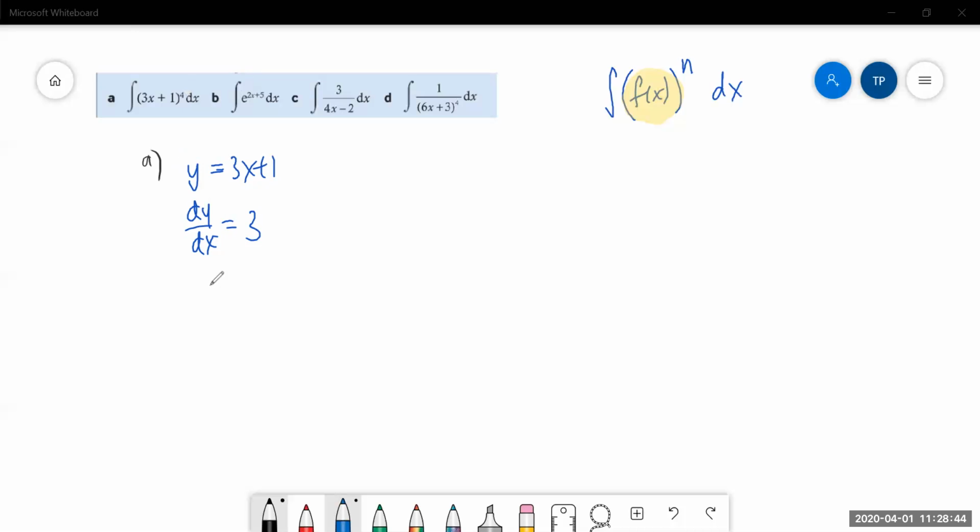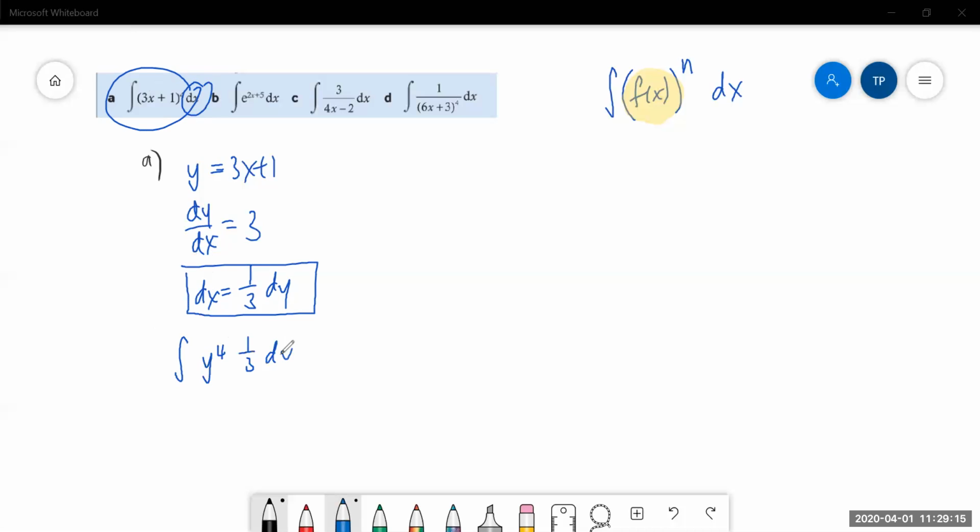From here, we want to make dx the subject. So dx will be equals to dy over 3, 1 over 3 dy. Then we replace back into this. We integrate, because 3x plus 1 is y, so you have y to the power of 4. Then your dx has become 1 over 3 dy. So I'm going to bring out the 1 over 3. We have y to the power of 4 dy.